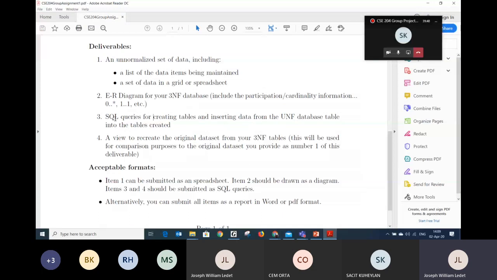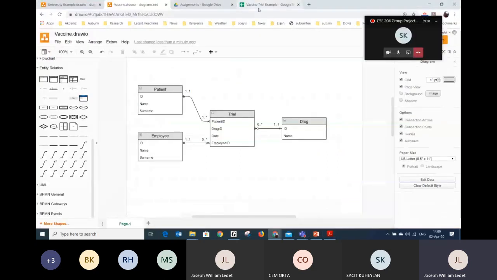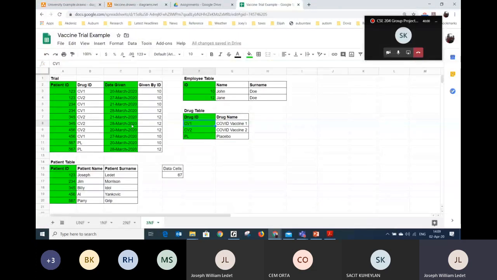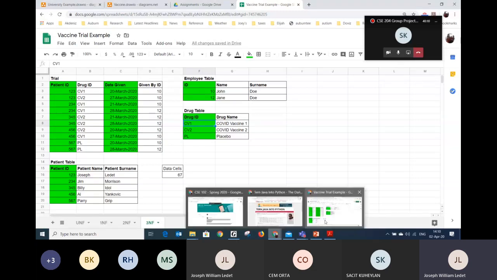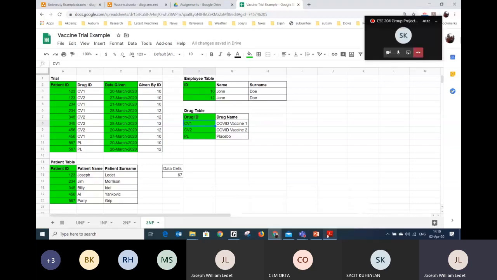Then number 3, you're going to need those SQL queries. We went through an example, the vaccine example, where I took these data items, put them into a MySQL database, and wrote the queries. Just go ahead and put those into the text of your document, right?